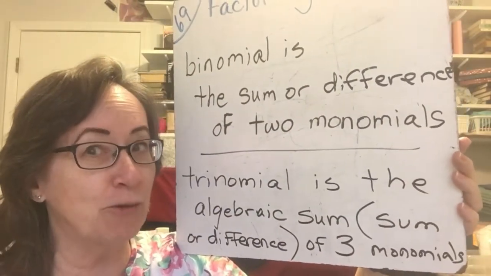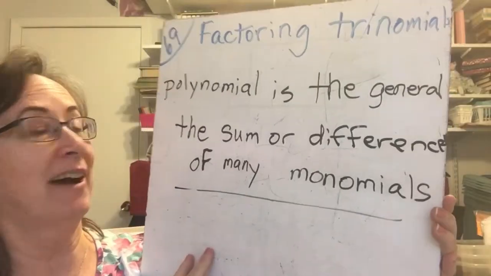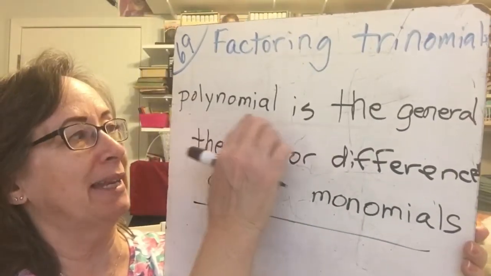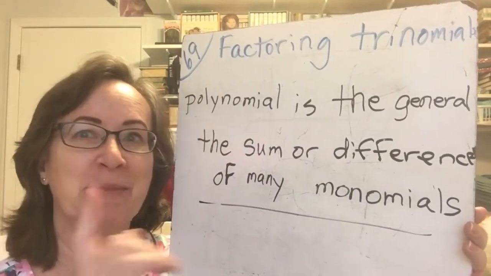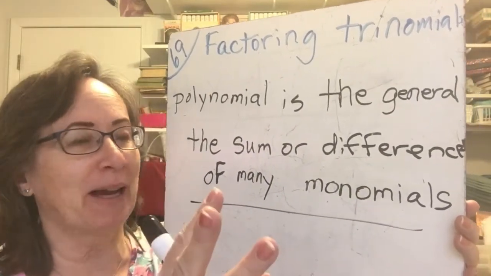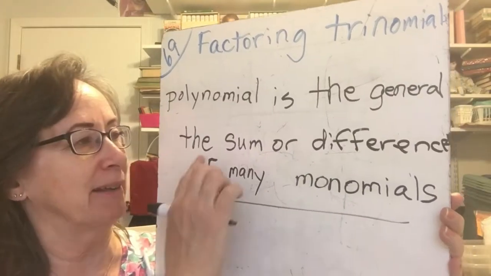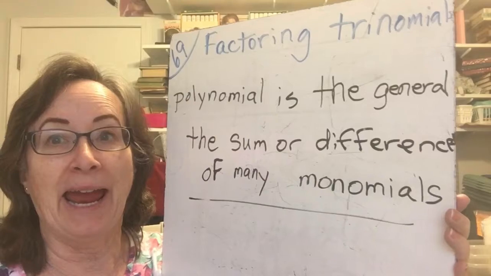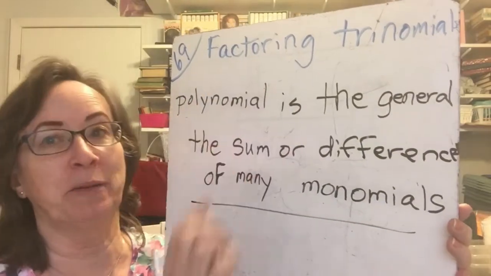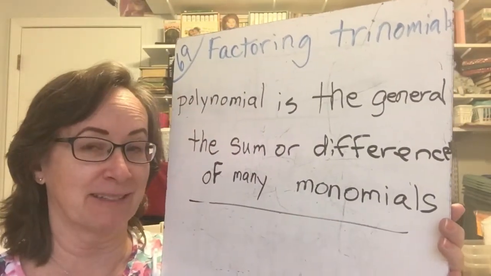Then we move to polynomial. Finally, the general term polynomial includes all of those. It includes monomials, binomials, trinomials, and it is generally the sum or difference of many monomials put together. Polynomial includes all of those.